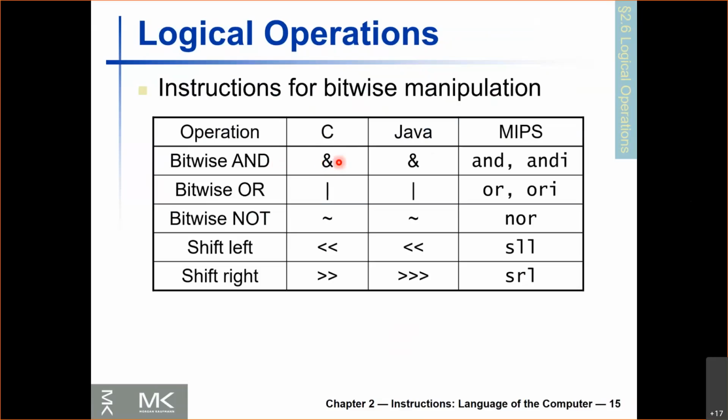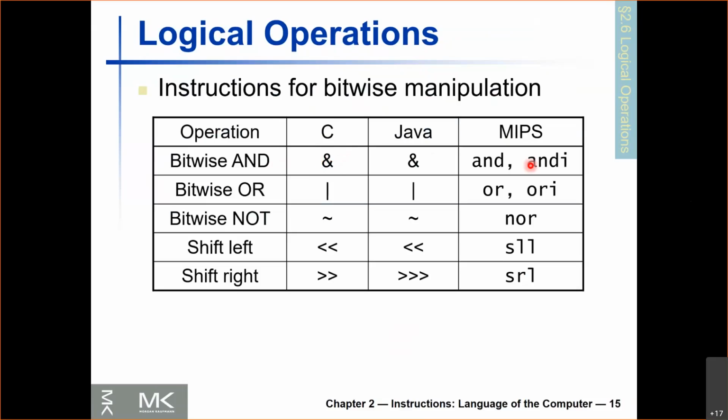So it takes two integers. It does an AND operation for all the bits, like we saw in the lecture on building an ALU, and gives us an integer where each bit of that integer is the AND of the two corresponding bits in the operands.